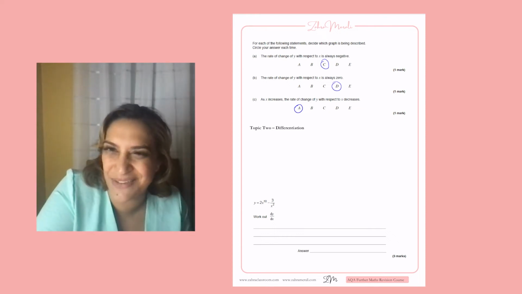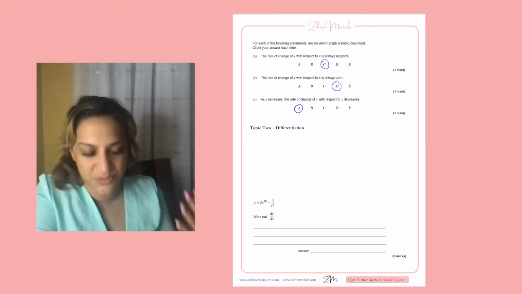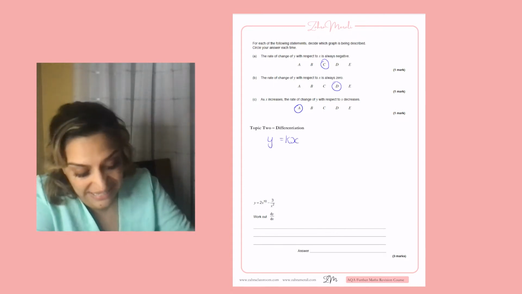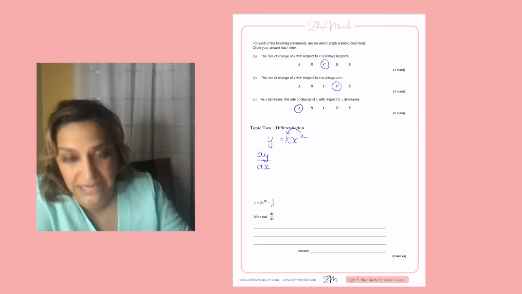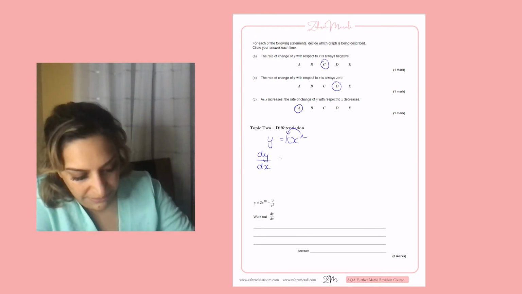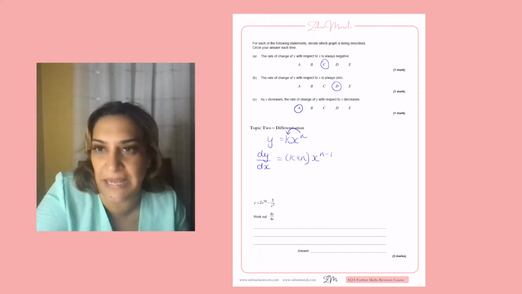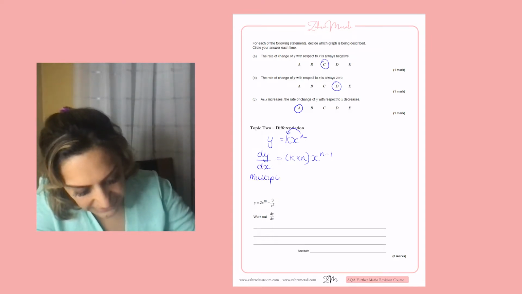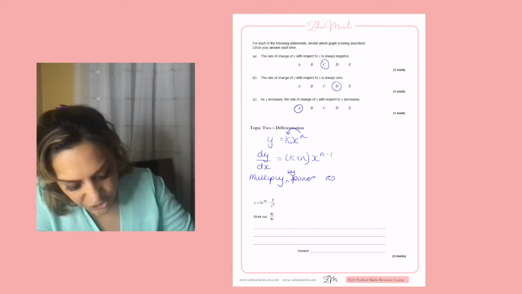Right, next bit is differentiation. And this is quite a nice topic because all you do is, when you have something to differentiate, so you'll have y equals kx to the n, dy/dx, all you do is you bring that power down and multiply by it, and then you take 1 away from the power. So you multiply by the power and you reduce the power by 1.